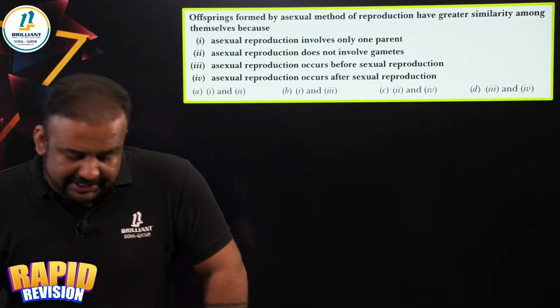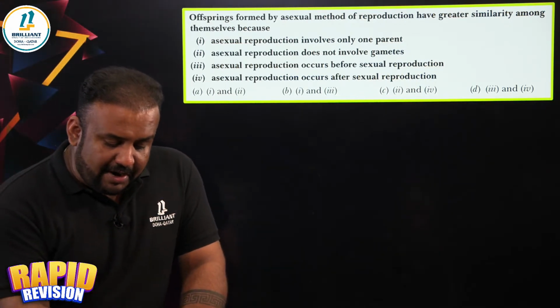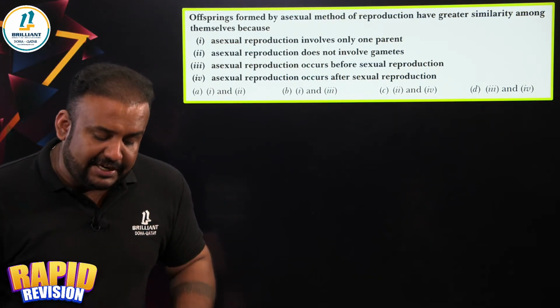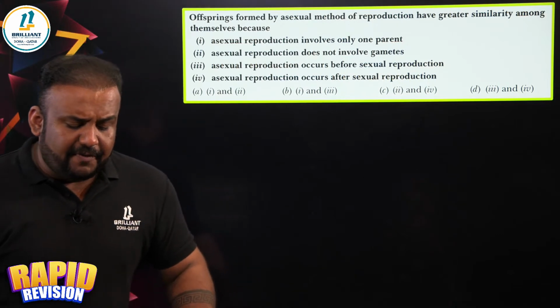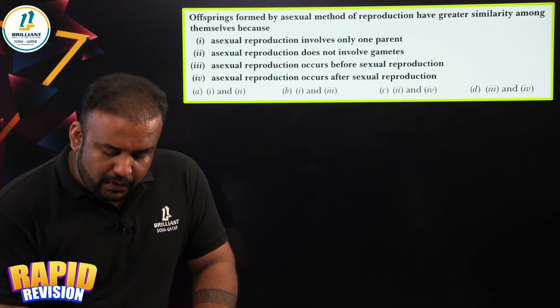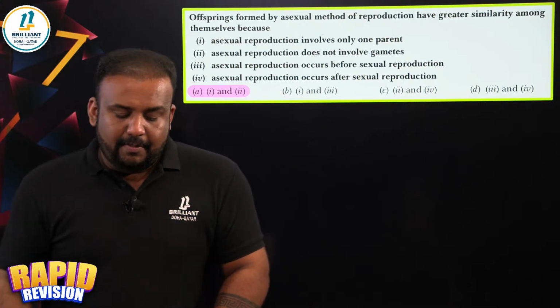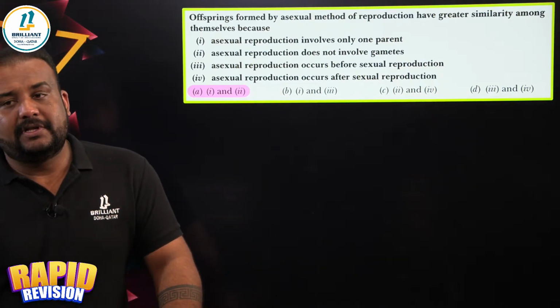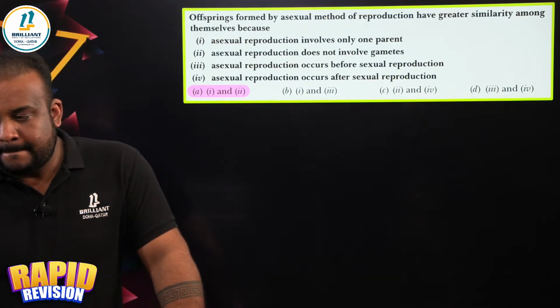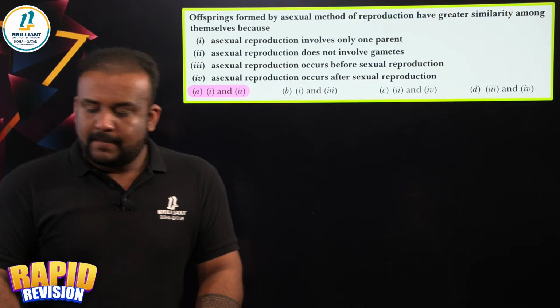So what are the correct points here? Asexual reproduction involves only one parent. That is true. Asexual reproduction does not involve gametes. That is true. Asexual reproduction occurs before sexual. Actually, asexual occurs after sexual is not right. So only 1 and 2 are the right points which support the statement in the question. Is that clear? Right.